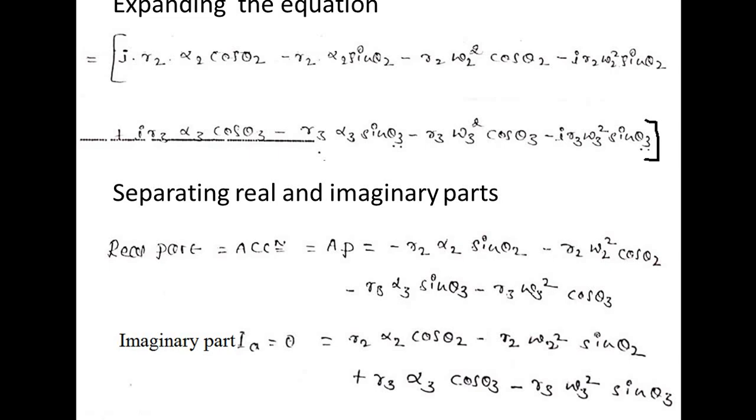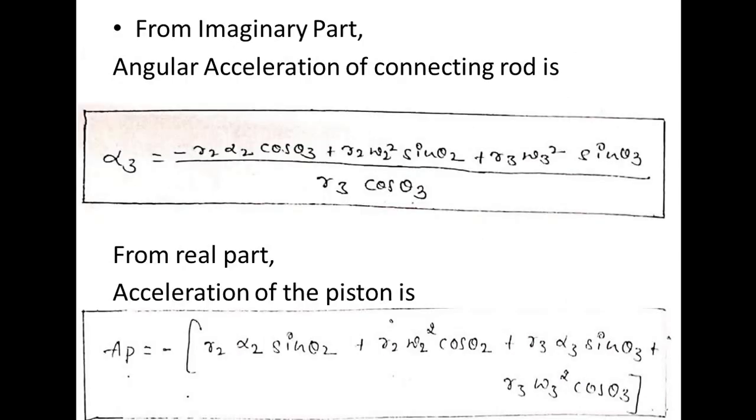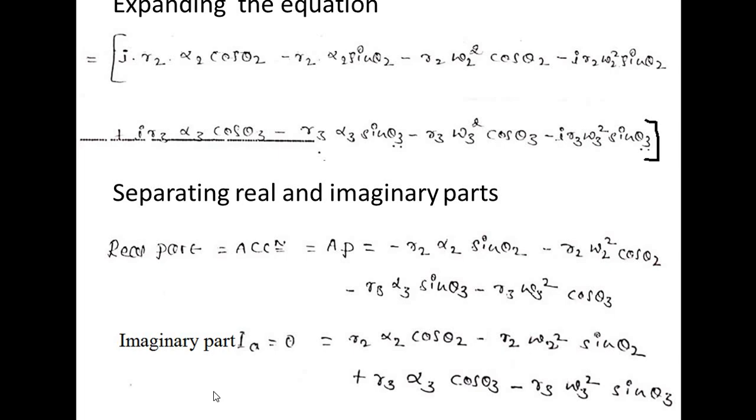Why are we equating to 0? Because the piston moves in a definite direction, so there is no imaginary part. If you equate it to 0, we get the angular acceleration of the connecting rod. From this equation we obtained the angular acceleration of the connecting rod, as the imaginary part we have equated to 0. So we see what is alpha 3 in terms of all the terms.